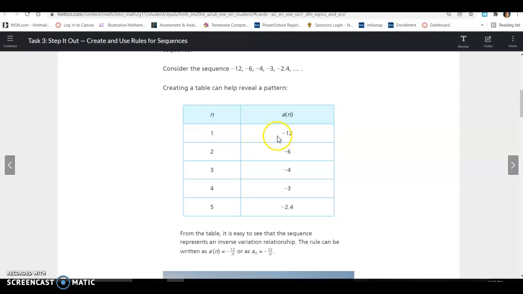So if we do negative 12 divided by 2, you get negative 6. Negative 12 divided by 3 is negative 4. Negative 12 divided by 4 is negative 3. And negative 12 divided by 5 is negative 2.4. Okay, so the rule is an inverse variation. From the table it's easy to see that the sequence represents an inverse variation relationship. The rule can be written as a of n equals negative 12 divided by n, or a subscript n equals negative 12 over n.